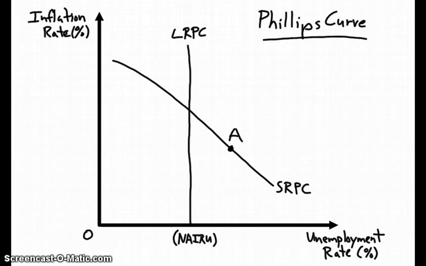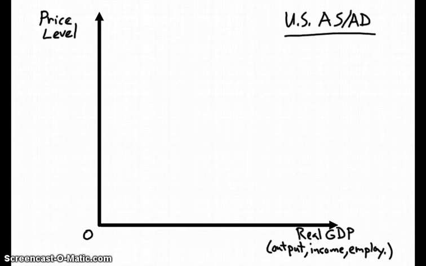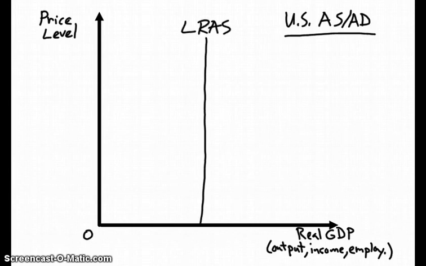Part B wanted us to use the aggregate supply, aggregate demand model for the U.S., and draw the graph to represent the economy with a recession or a recessionary gap. So I've set up the axes with real GDP on the X, price level on the Y. I'm going to draw in my long-run aggregate supply first. Again, just a perfectly vertical or inelastic line, and we're supposed to label that potential output as YF. So here's YF. Remember that, again, potential output is associated with NARU.